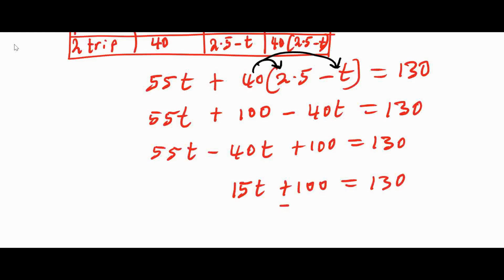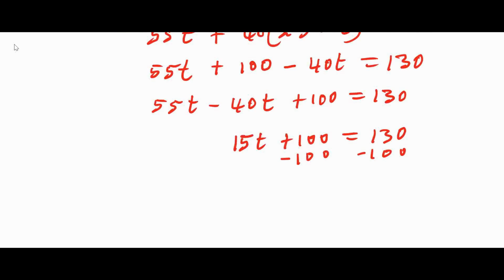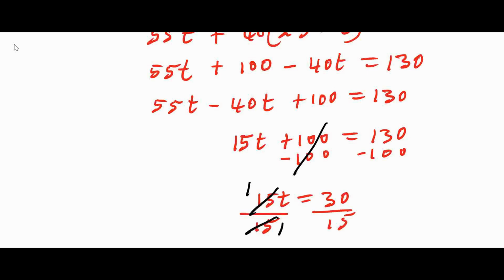We can also subtract 100 from both sides, and 100 minus 100 is 0. We can simply cancel this from here, and 15t will equal 130 minus 100, which will give us 30. And if we divide both sides by 15, 15 divided by 15 is 1, and 30 divided by 15 is 2. Therefore, t equals 2.